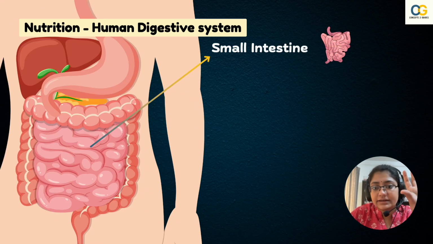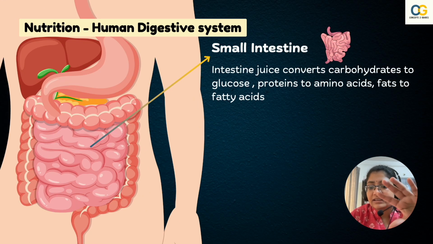Now comes the small intestine. In the small intestine, you have digested it, and you have to complete the little bit of digestion and then absorb it. So the intestine has a juice which converts all the carbohydrates into glucose, proteins into amino acids, and fats into fatty acids, because this is what your body can absorb. You have chosen to be heterotrophic and eat whatever you want, so it has to be broken down into the form which can be absorbed. So you have broken it down with the help of the stomach, liver, and pancreas. The next step is to convert carbohydrates into glucose, proteins into amino acids, fats into fatty acids.